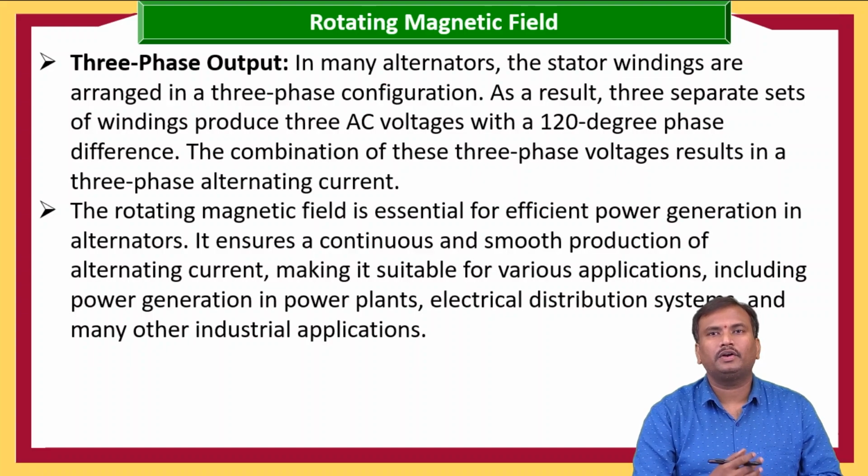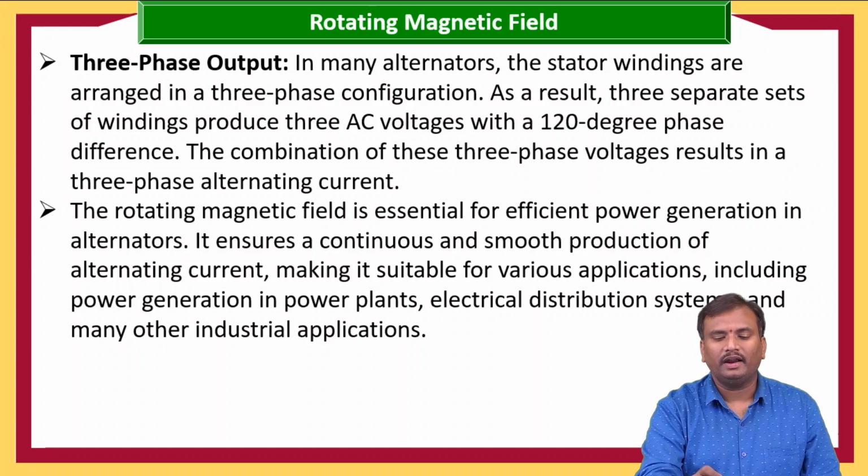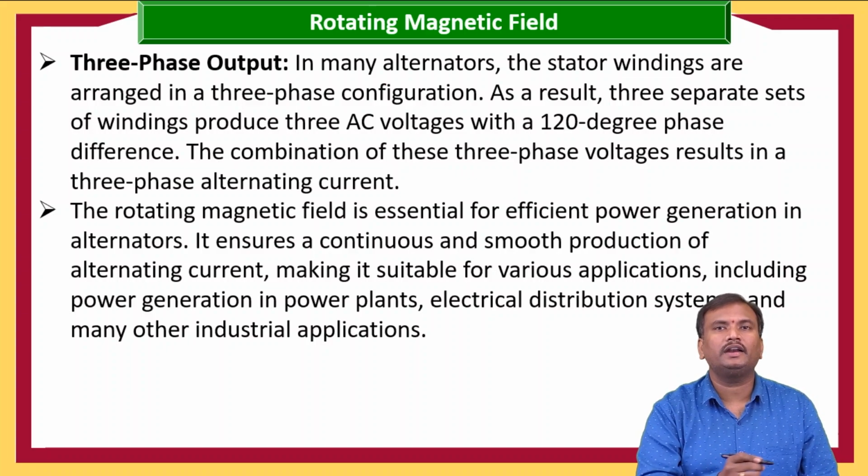This rotating magnetic field is essential in order to generate efficient power, and it ensures the continuous and smooth production of alternating current, making it suitable for various applications such as power generation in power plants, electrical distribution systems, and many other industrial applications.